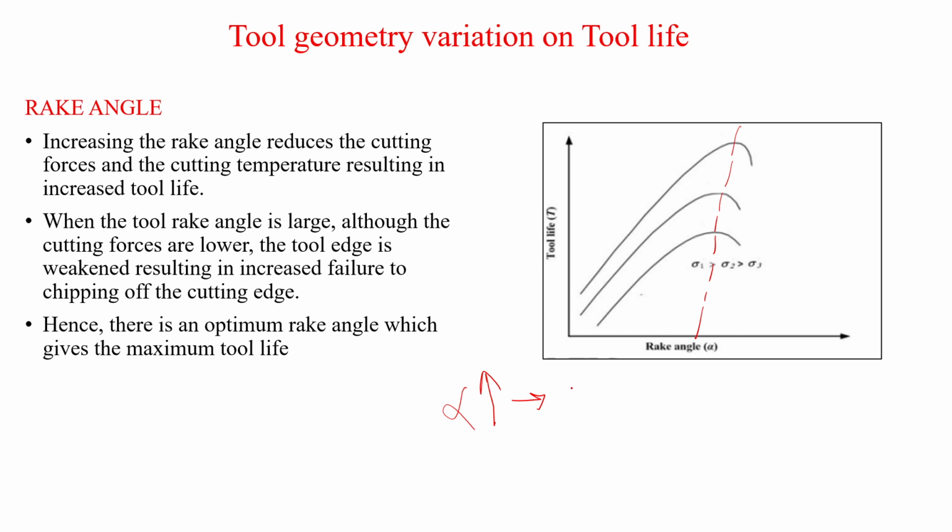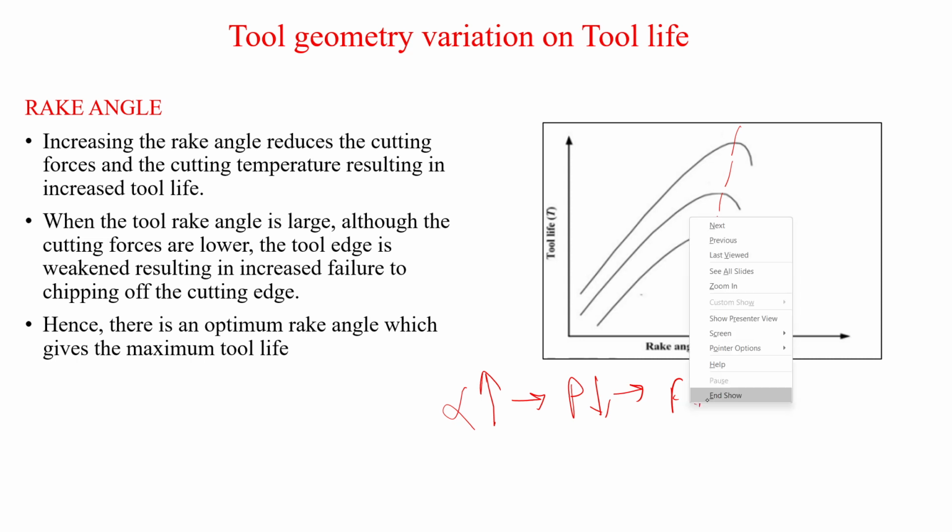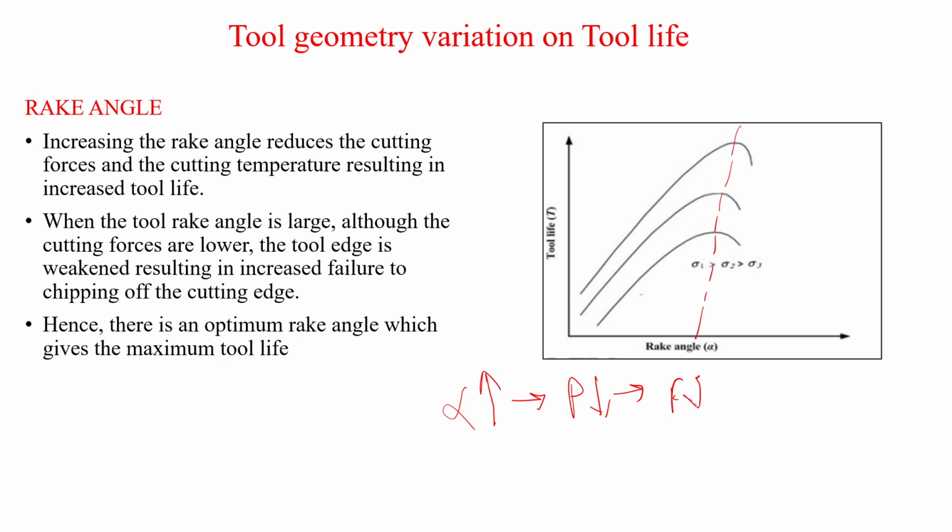Because the tool becomes sharper, the power reduces and the force reduces. Because force reduces, temperature reduces, and hence the tool life increases. But if we increase the rake angle above a particular point, then the tool strength will decrease. Therefore it is only up to an optimum range that we can increase the rake angle. We have discussed this already. Increase the rake angle up to the optimum range, the tool life increases.